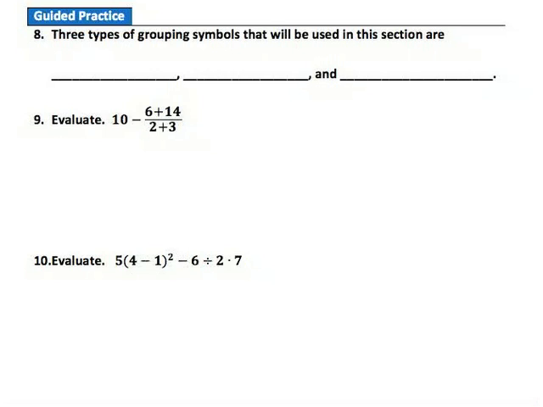Question 8. 3 types of grouping symbols that will be used in this section are parentheses, brackets, and fraction bars. Question 9. Evaluate the expression that has several operations in it. Remember that a fraction bar indicates we have groupings, so I'm going to simplify the numerator and denominator of that fraction bar first. So I need to get an answer in the numerator.